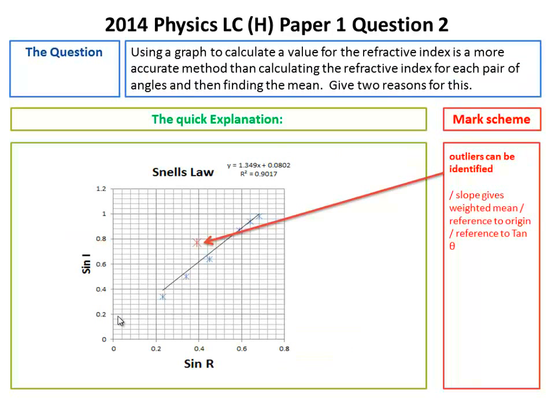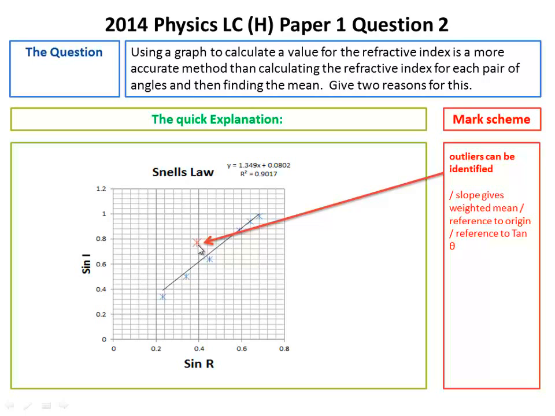So in this bit, they ask you about that average method. It says, using a graph to calculate the refractive index is better and more accurate than calculating it with a pair of i and r angles and getting the mean, the average. Why is this? It says 2 reasons actually. It's probably easier to give one, but you might have to think about 2 separate ones. Well, here's one. The outliers are really easy to see. Look at that guy sticking out like a sore thumb. When you put it on a graph, it's clear as day.